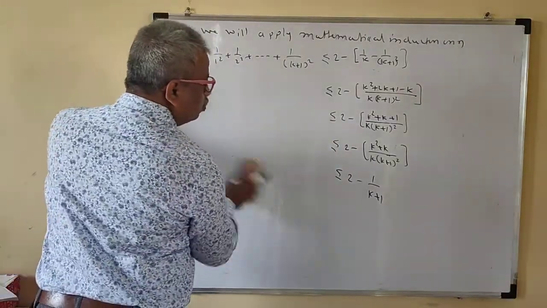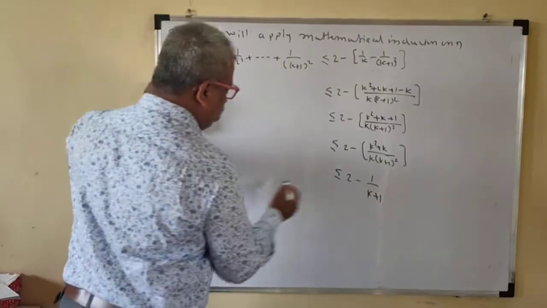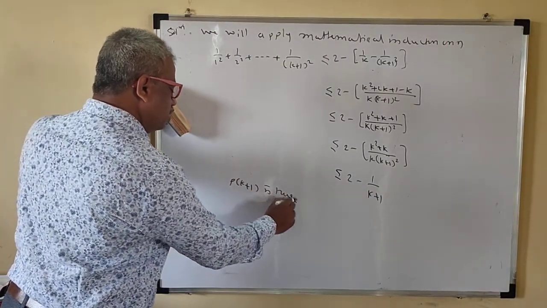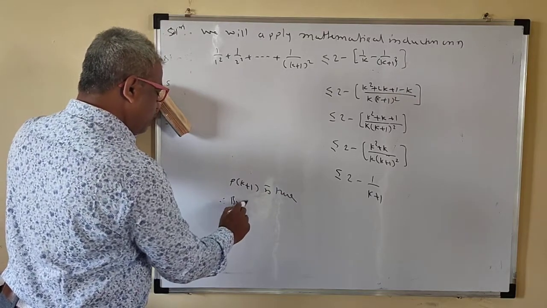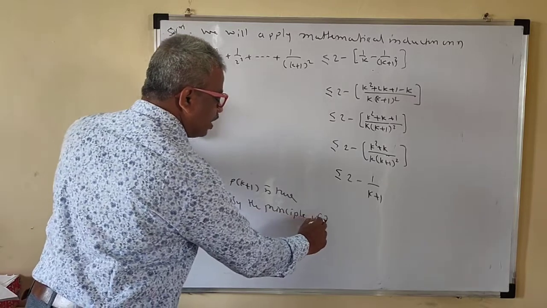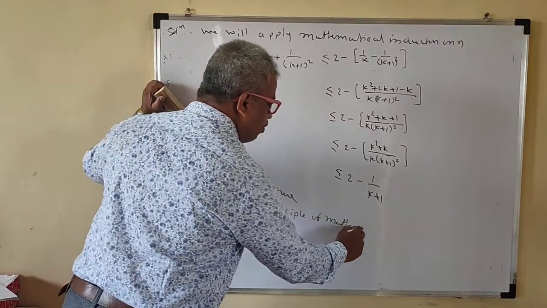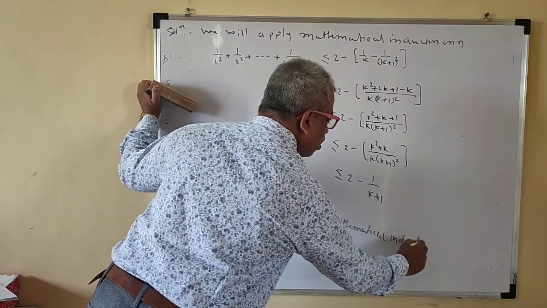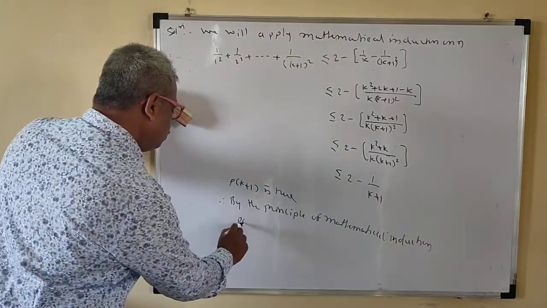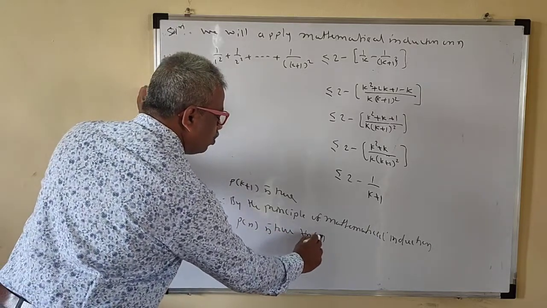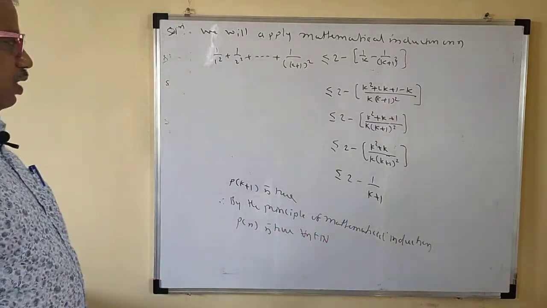Therefore P(k+1) is true. Therefore, by the principle of mathematical induction, P(n) is true for all n belonging to N. So the problem is over.